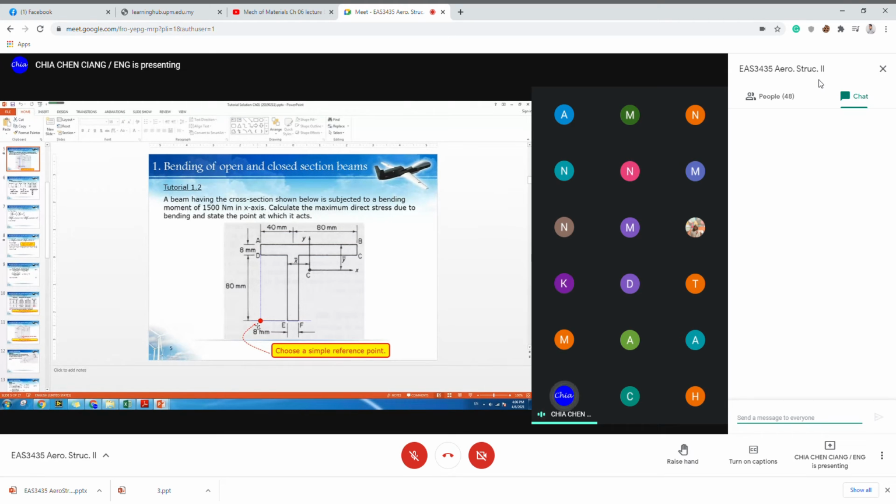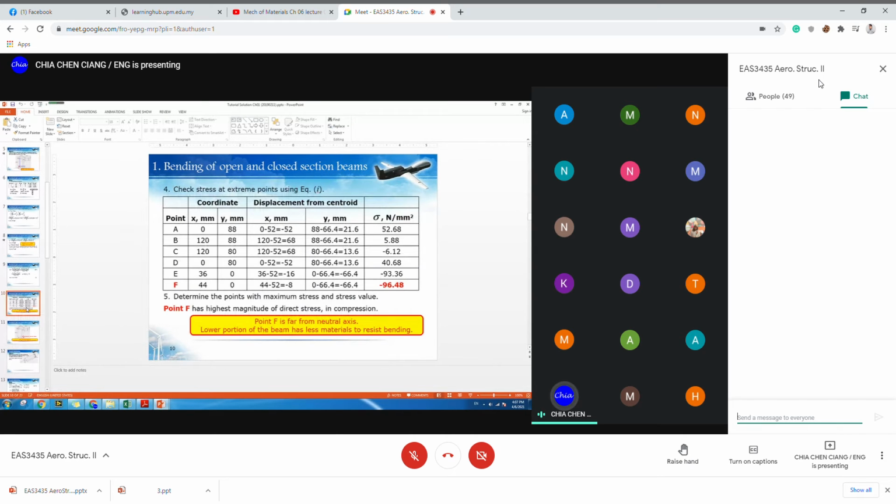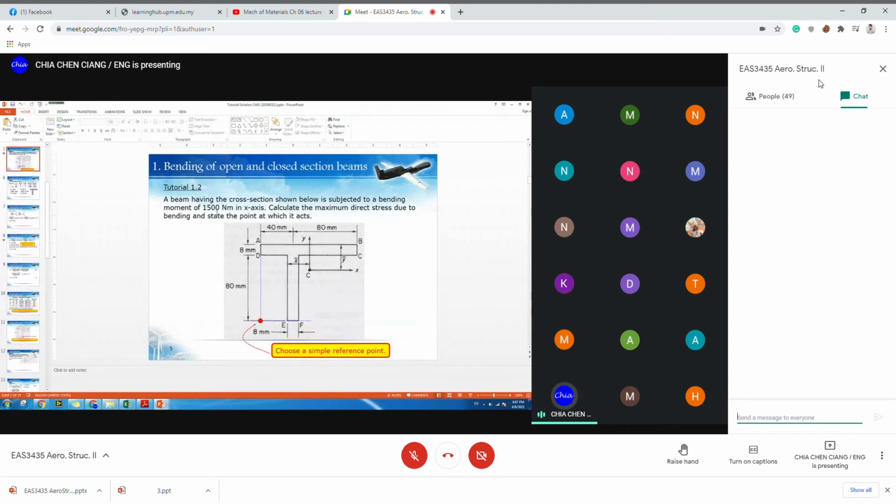Consider the bottom part, we have point E and F. Majority of the materials are at the top. Only a few materials are at the bottom. So only a few molecules are there to help each other. So point E and F are kind of more isolated and they will fail easier compared to the top part A, B, C, D. Yeah. So this is what this table tells us. It shows the stress distribution for this particular beam under bending moment in x-axis.